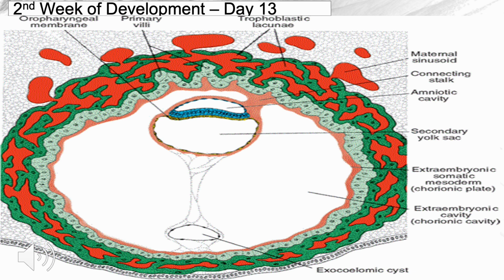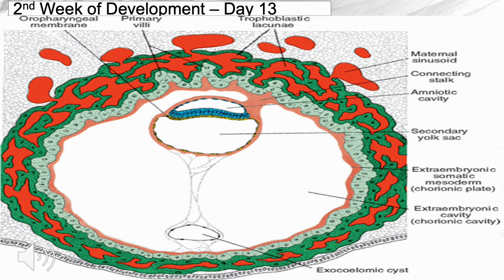The secondary or definitive yolk sac is formed as the hypoblast produces additional cells that migrate along the inside of the exocoelomic membrane and form a new cavity within the exocoelomic cavity. During its formation, large portions of the exocoelomic cavity are pinched off, and these can be seen as cysts in the chorionic cavity. The extraembryonic mesoderm lining the inside of the cytotrophoblast is called the chorionic plate.